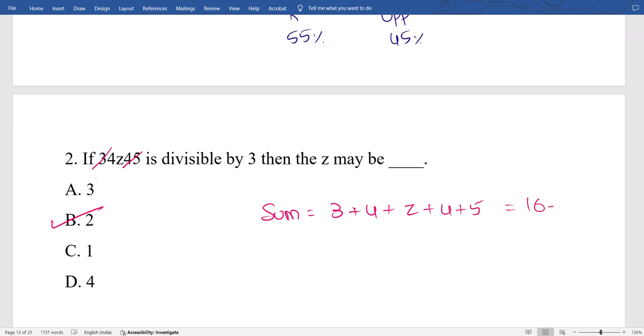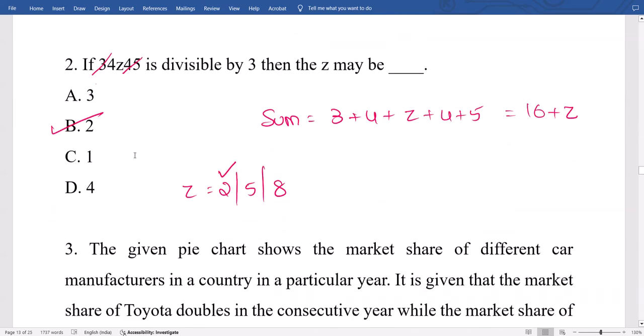Or the sum you can do like this: 16 plus Z. If you want to make this divisible by 3, I have to take the Z value 2 as per the options. Z can be 5 also. Z can be 2, Z can be 5, Z can be 8. But among the options, they have given only 2. Z is a digit, don't go for 11 and so on. Don't go for a negative value like -1, don't say that. Z is in the 100th place.